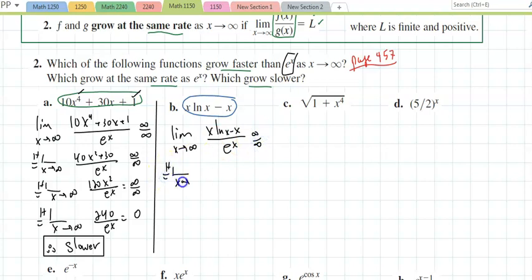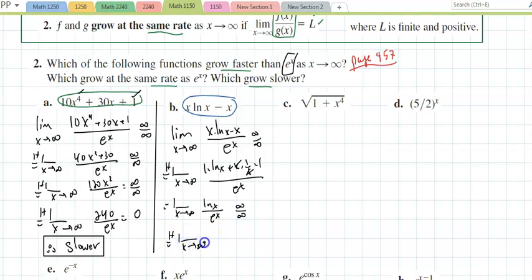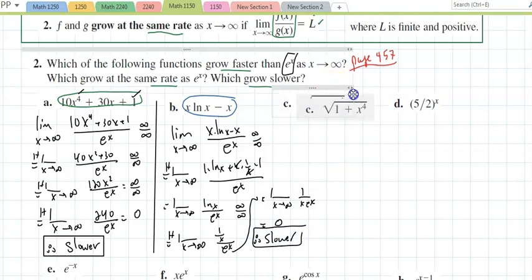by L'Hopital, limit as x approaches infinity of product rule. 1 times natural log of x plus x times 1 over x minus 1 over e to the x. Well, that is actually, now I'm simplifying, I'm not taking the limit yet. That's natural log of x plus 1 minus 1. That will be infinity over infinity, so I hit it one more time, and that will be 1 over x over e to the x. And if I really think about that, that's the limit as x approaches infinity of 1 over x e to the x. That is 1 over infinity, which is 0. Therefore, slower. Well, it shouldn't be a surprise, because exponentials are the second fastest functions that we have in math.